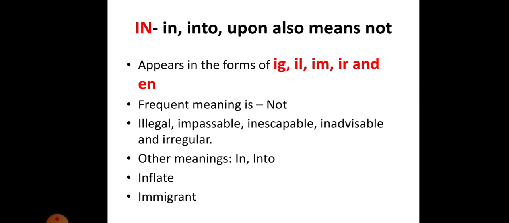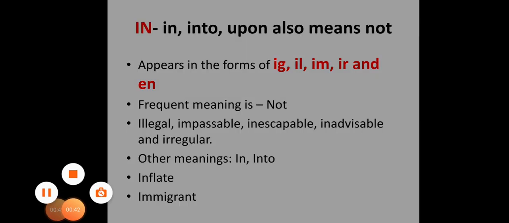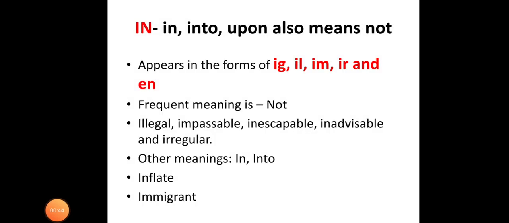You have words like illegal, impossible, inescapable, inadvisable, and irregular. So other meanings of in are in and into. For example, inflate, and inflate is to fill something or become filled with gas or air. For example, inflate your life jacket by pulling sharply on the cord. And the other word is immigrant. Immigrant is a person who has come to live permanently in a different country that is not his own.